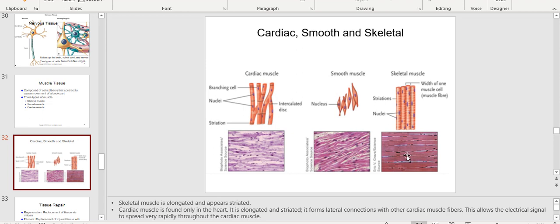The difference between skeletal and smooth: skeletal I have control, smooth I do not. Skeletal is very strong, smooth is not strong at all. Skeletal is very short-lived, gets tired very fast. Smooth muscle does not. And you'll see there that cardiac, your heart muscle, is a combination of the both. It's very strong and it lasts forever. Let's hope.